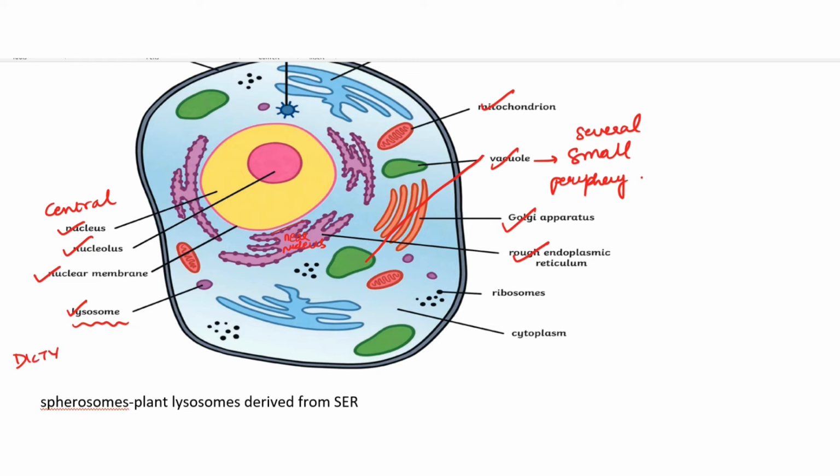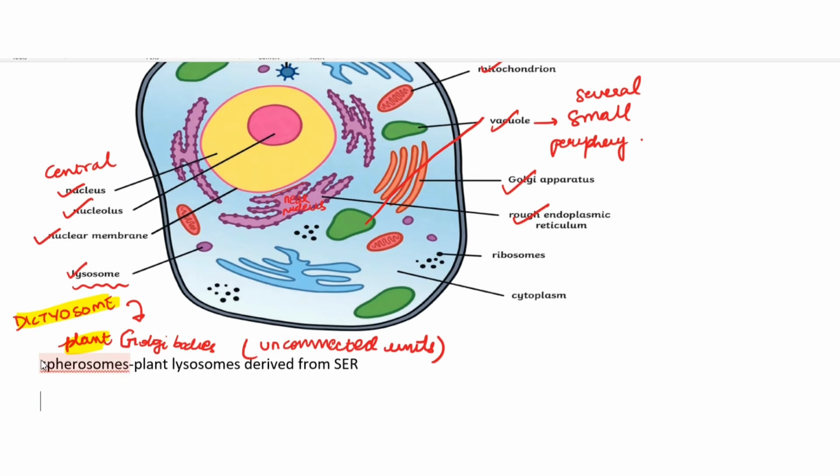So in plant cells, the lysosome is known as spherosomes, which are derived from smooth endoplasmic reticulum. Spherosome is a microbody. So there is something known as a dictyosome. So dictyosomes are plant Golgi bodies. We call it by a special name because the Golgi bodies are present as unconnected units, unlike in animal cells. So two terms we discussed: plant Golgi bodies and plant lysosome, which is dictyosome and spherosome respectively.